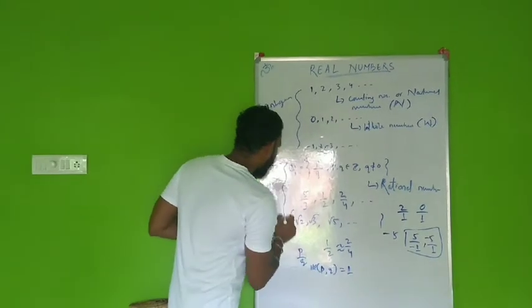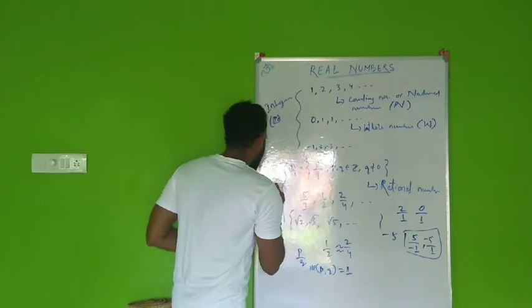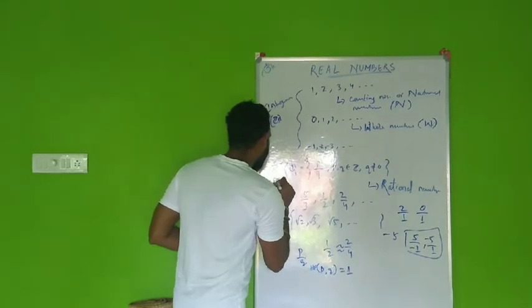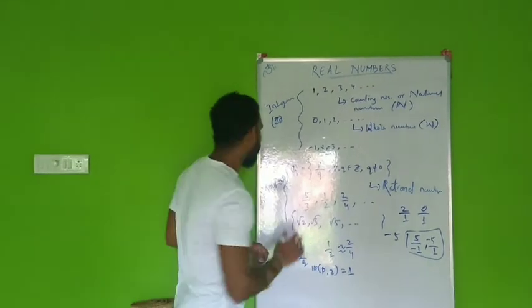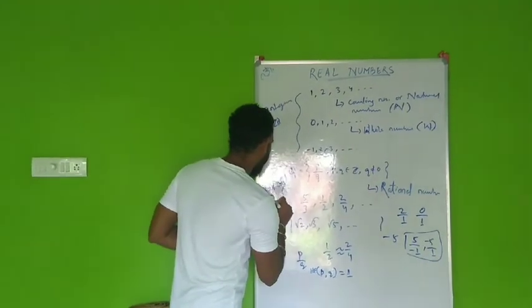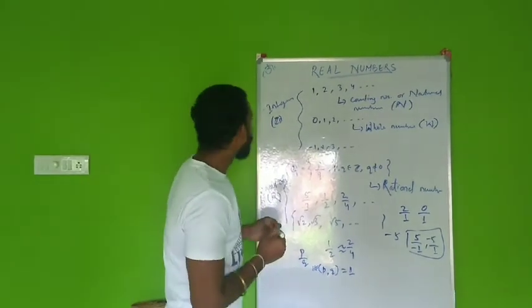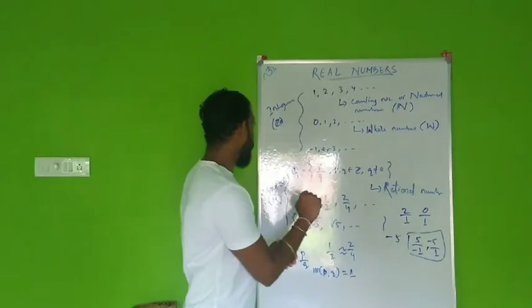So if I consider the rational numbers as well as the irrational numbers together, I will get another set that is called the set of real numbers. This is called the set of real numbers and it is denoted by R. So now we have put a step into the set of real numbers. So fine.